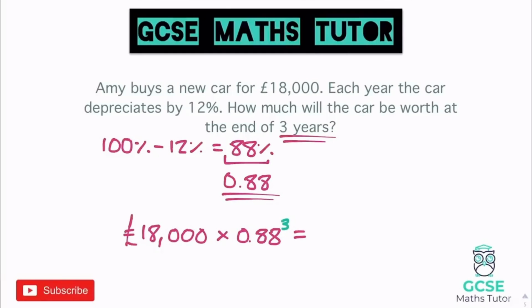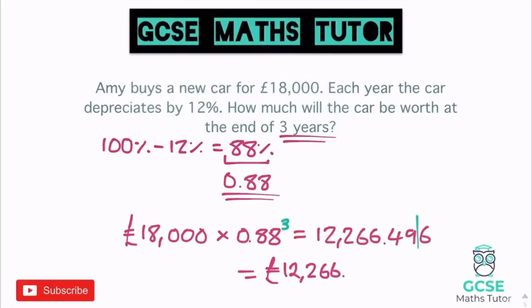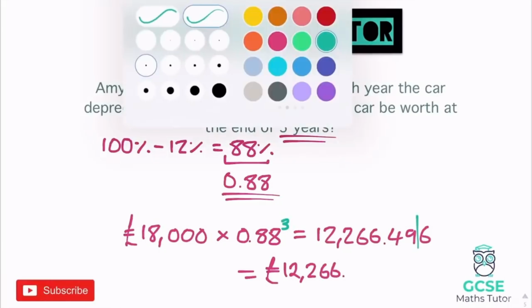So if I type that straight into a calculator, 18,000 times 0.88 to the power of 3, I get this answer here. I get £12,266.496. And obviously we are talking about money here, so we're going to have to round it to the nearest penny. So a final answer would be £12,266.50, and I'm just going to follow the normal rules of rounding, so I'll chop it off after the 9, and that rounds up to 50p there.